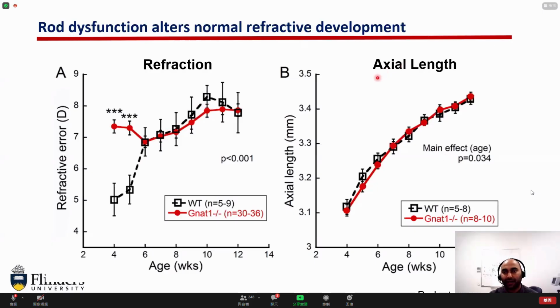On the right, we have the axial length. We can see that there was a significant increase in axial length with increase in age, but it wasn't really different between the two strains, which is quite common with different mouse models that we have tested.